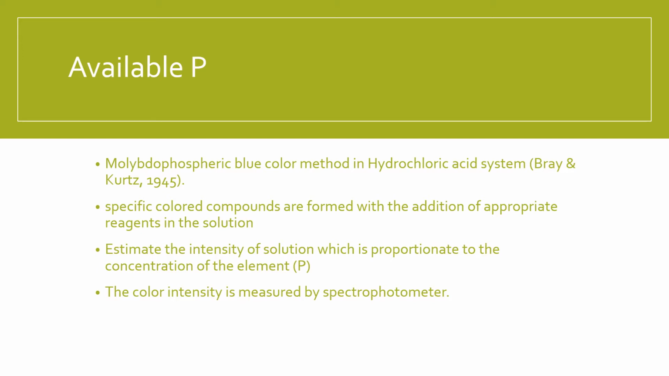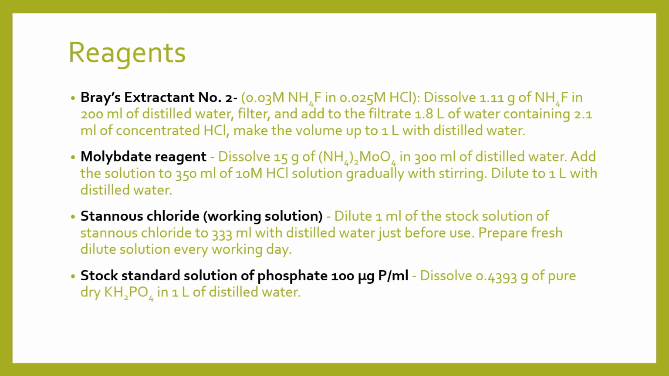But there are many extracting reagents, for example, Lab1 and ozone reagent. But for this laboratory, we will use Lab2. There are some reagents that we need in this method. The first one is the extracting solution called Lab2, which is the combination of dilute hydrochloric acid and ammonium fluoride. This extracting solution is used to extract available phosphorus from soil.